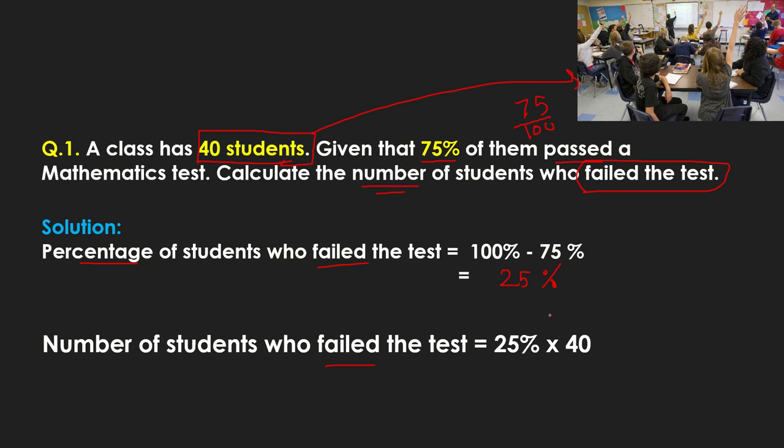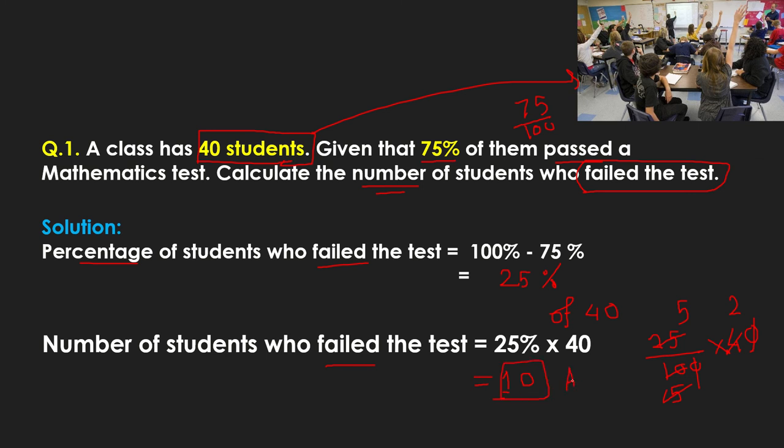So 25% of the total number of students, 40. 25 divided by 100, and "of" means multiplication, times 40. Cancelling, 4 is 2 times 2, 25 is 5 times 5, and we get 10. So 10 is the number of students who failed the test. So this is our answer, guys.